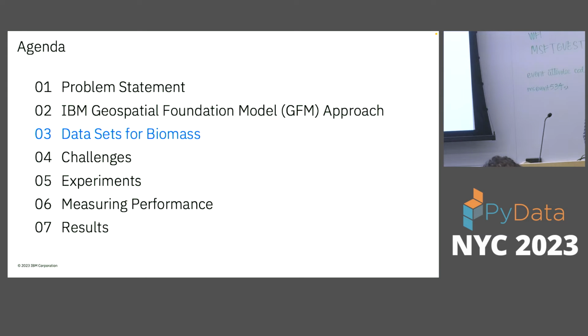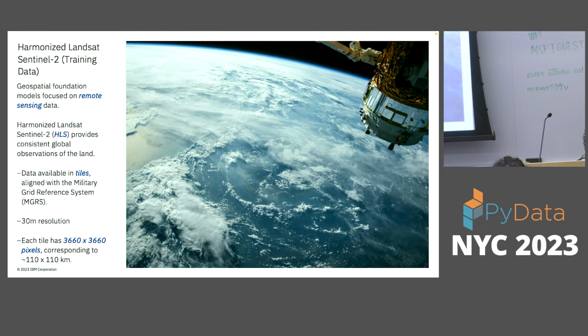Okay, so I'll just talk a little bit about the data sets for our biomass estimation. The most important data set that we have is called the HLS, the Harmonized Landsat Sentinel-2. Basically it's satellite imagery at 30-meter resolution, so each pixel in the image is 30 meters.